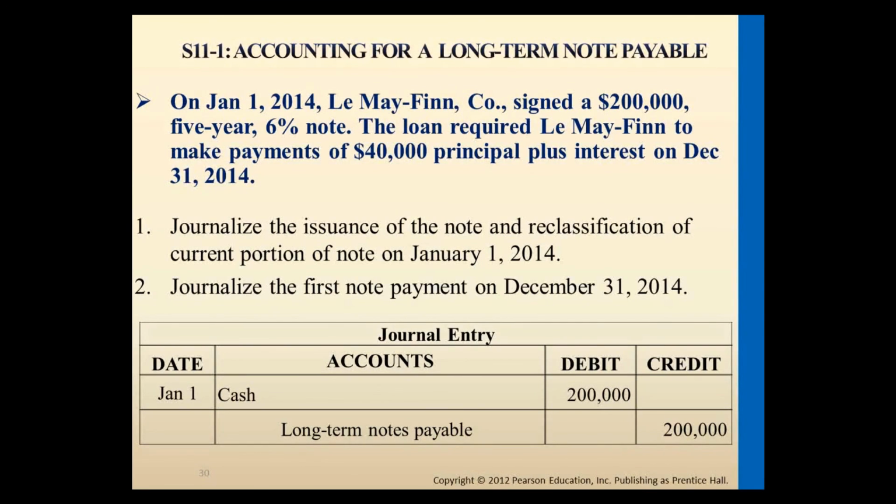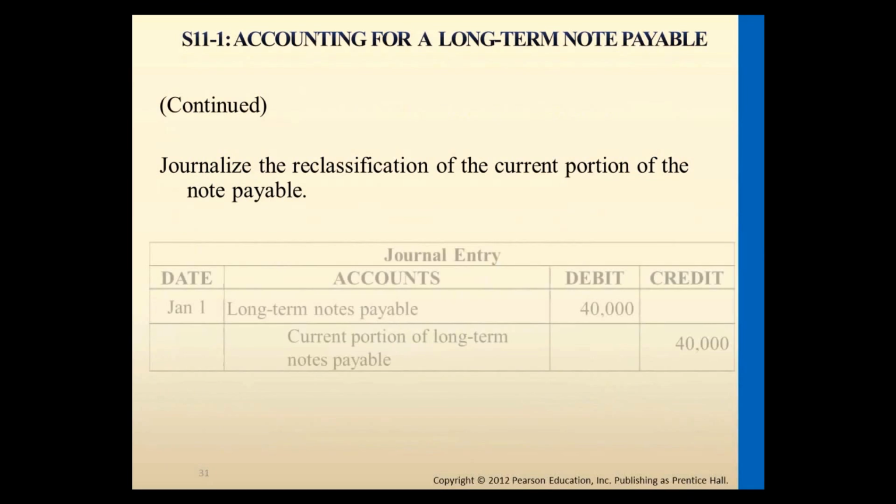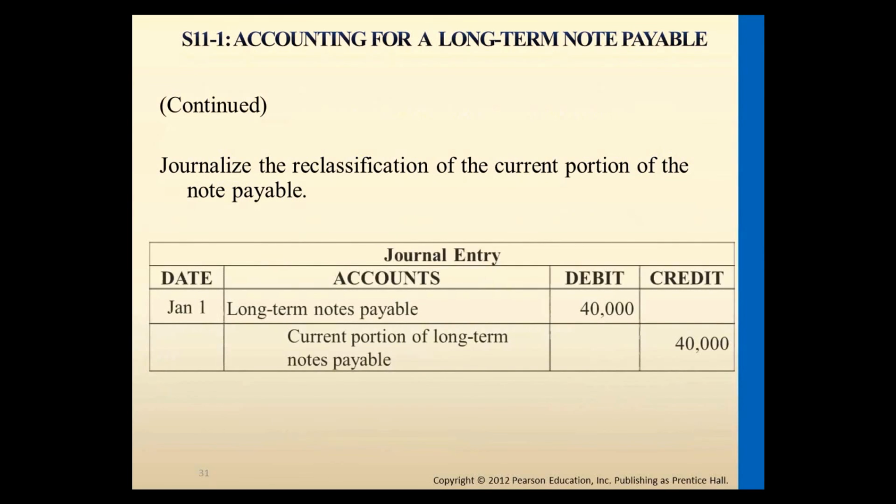And since the problem tells you that we're paying by installments, meaning every single year we're paying $40,000 of principal for 5 years, 40 the first year end, 40 the second year end, third year end, fourth year end, fifth year. So for this second entry, we want to reclassify that portion into short-term notes payable. Since we consider it a short-term liability account, we call it current portion of long-term notes payable.